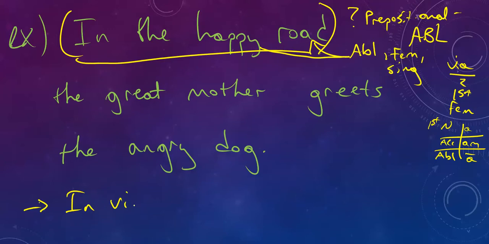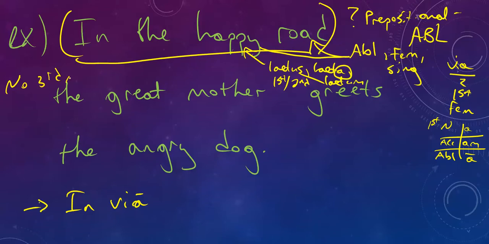So I'm going to say in via. Now I need to look at the word happy. Can happy use first declension? Lightus, lighta, lightum. Yeah, it can, because it's one of the first second adjectives. Remember, we don't have any third right now. So it's going to have the same ending as the road. So both ablative, both singular.